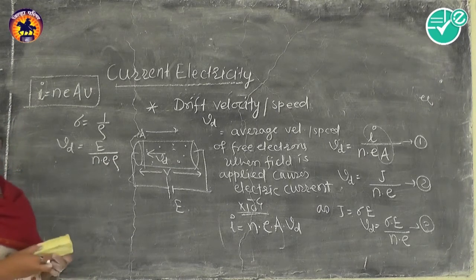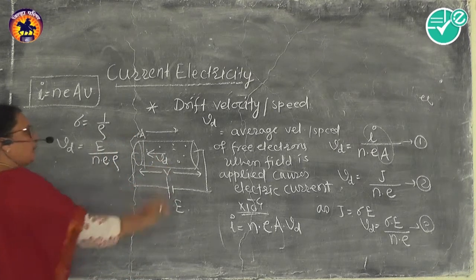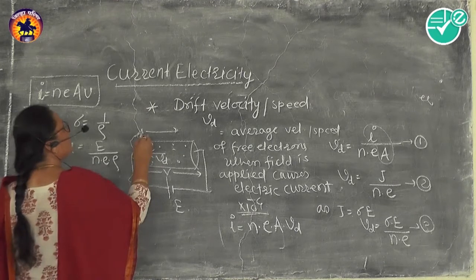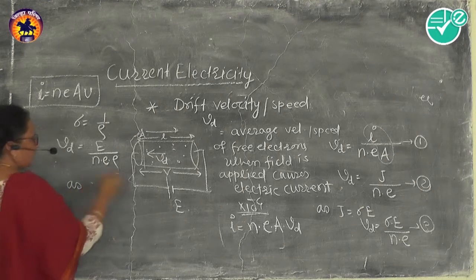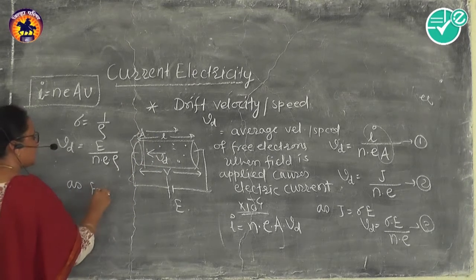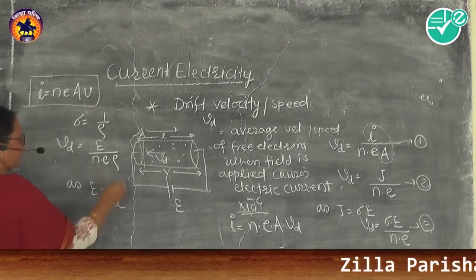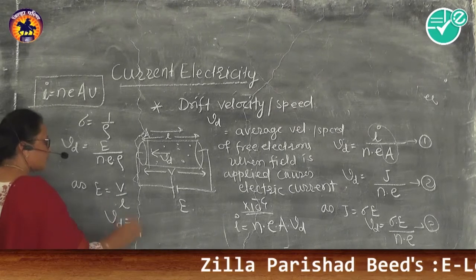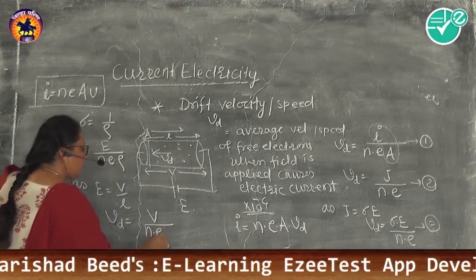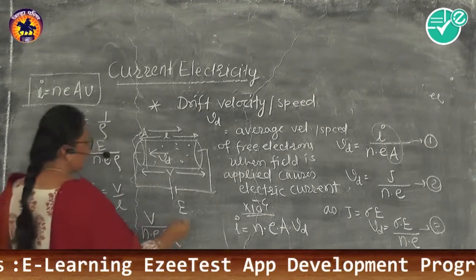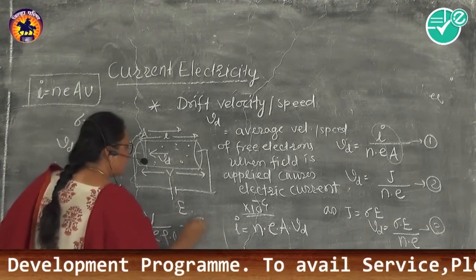But in electrostatics, we have derived the relation between electric field E and potential V. If it is across a length L, then there is a relation between E, V and L as E is equal to V by L. That is, electric intensity is always a potential gradient. So drift speed can be written as Vd is equal to V divided by N E rho into L, and this is, I think, the fifth relation for drift speed.